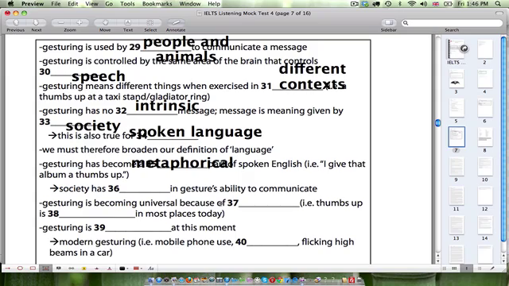Society has, in gestures, ability to communicate a message. So she mentioned something about society having grown a certain confidence to the ability of a gesture to communicate a message. So the answer here is confidence. Gesturing is becoming universal because of globalization. And depending on what part of the world you come from, this is spelled differently. So we better stick to the British spelling.